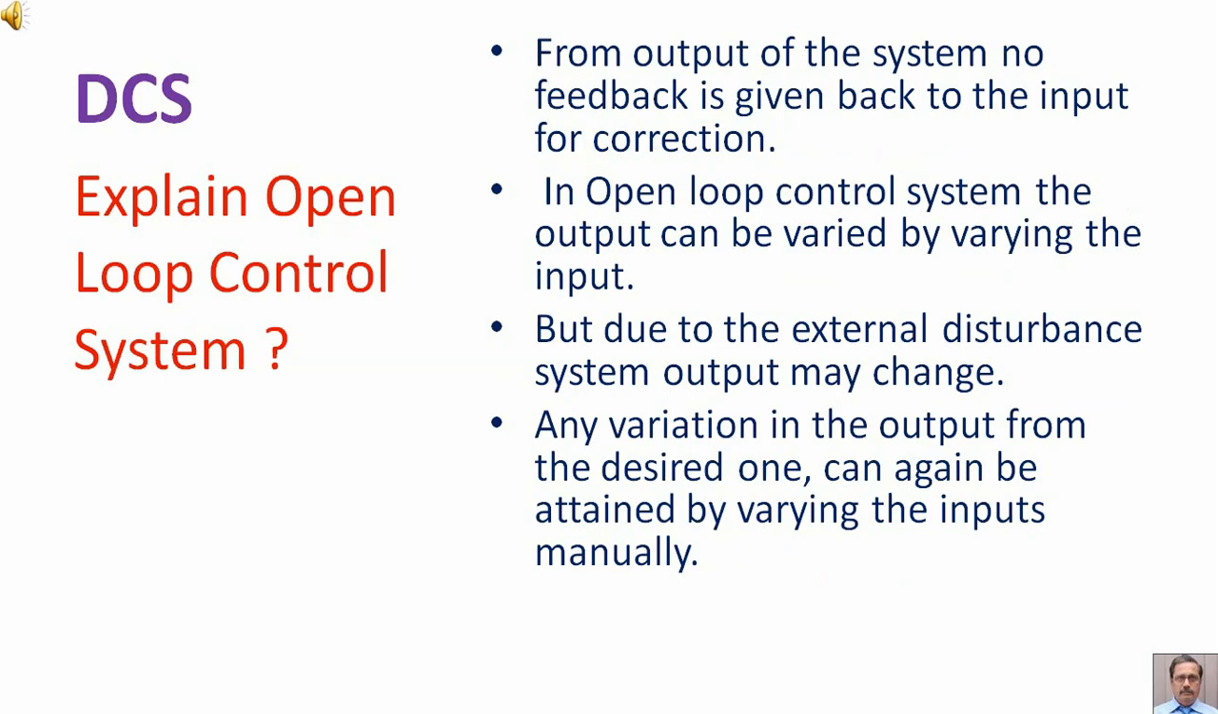From output of the system, no feedback is given back to the input for correction. In open loop control system, the output can be varied by varying the input, but due to the external disturbance, system output may change. Any variation in the output from the desired one can again be attained by varying the inputs manually.